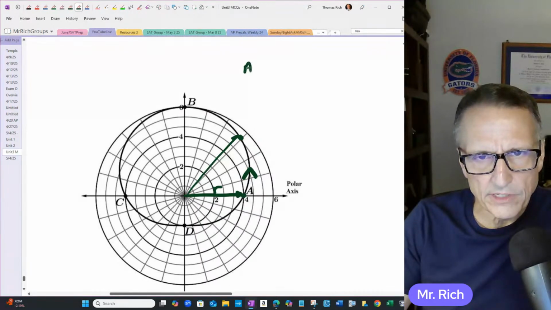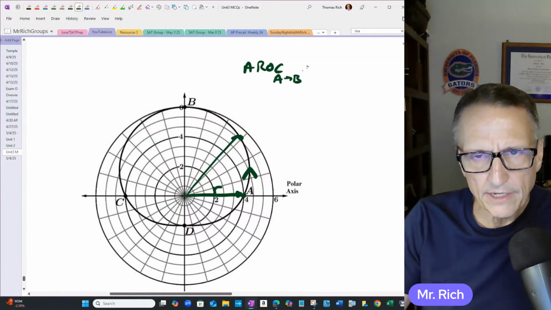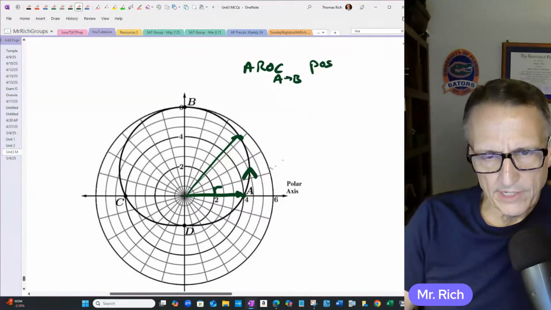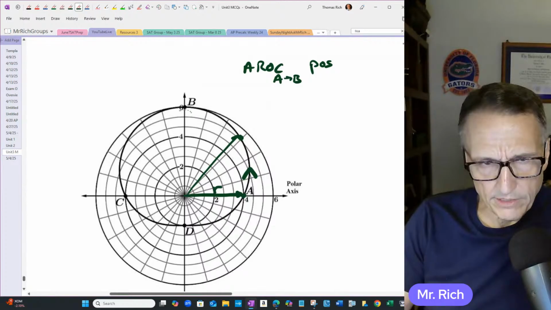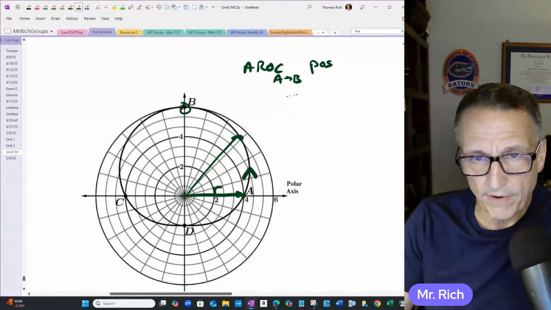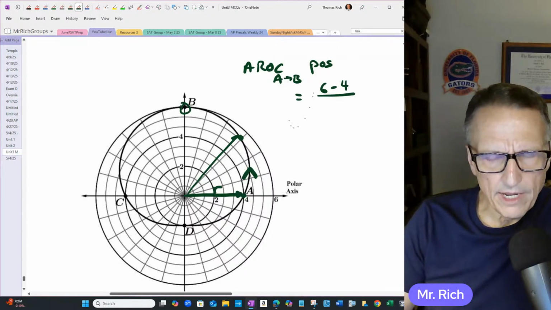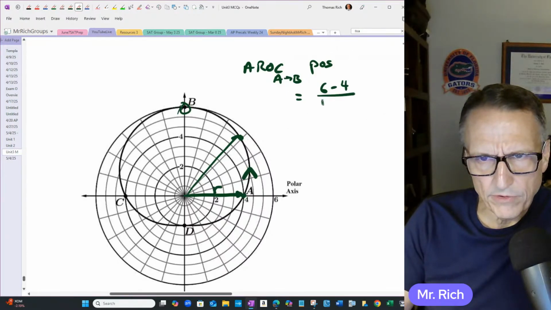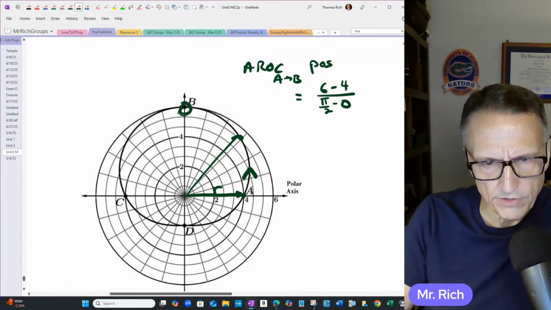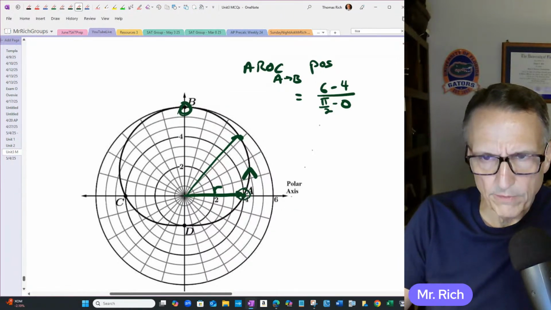So one thing that I know is the average rate of change from A to B has to be a positive number, because to find the average rate of change, I would take this r, which is 6, minus this r, which is 4. So the average rate of change would be 6 minus 4 over pi over 2 minus 0, because the theta right here would be pi over 2. The theta over here would be 0.